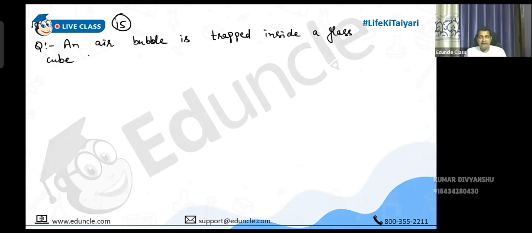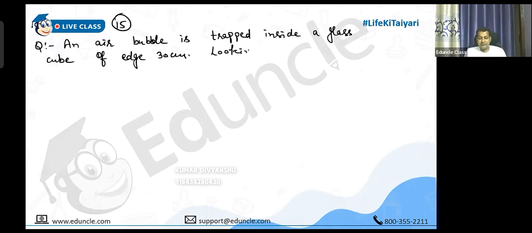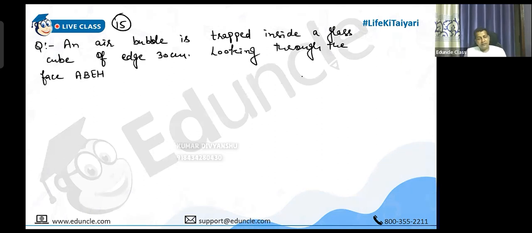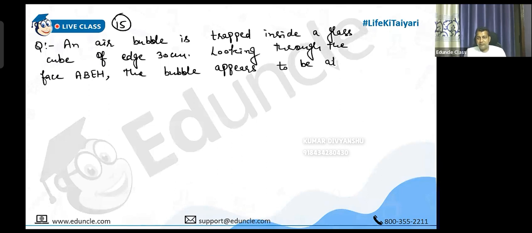And here a bubble is trapped inside a glass cube of side 30 centimeters. So this question is also very, very important. Now it is the case of double reflection. Looking through the face ABEH. Normal distance.